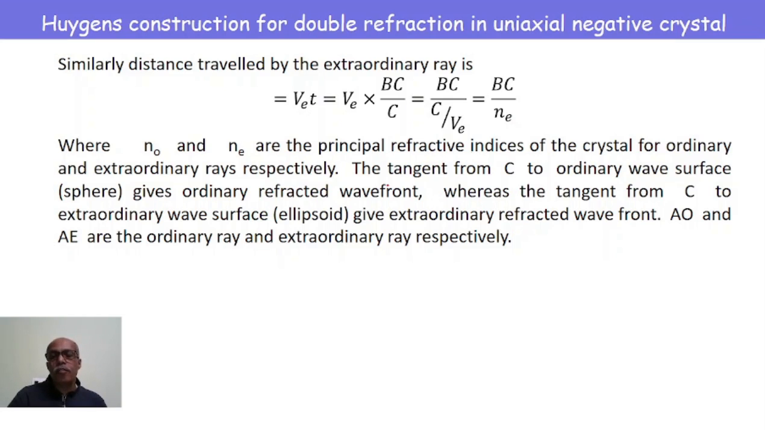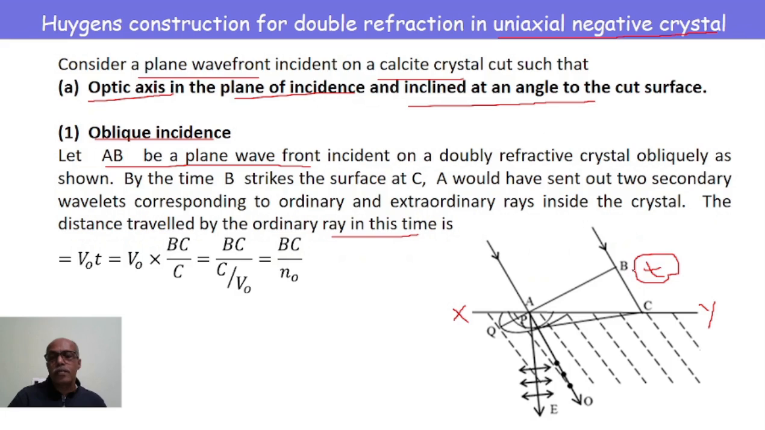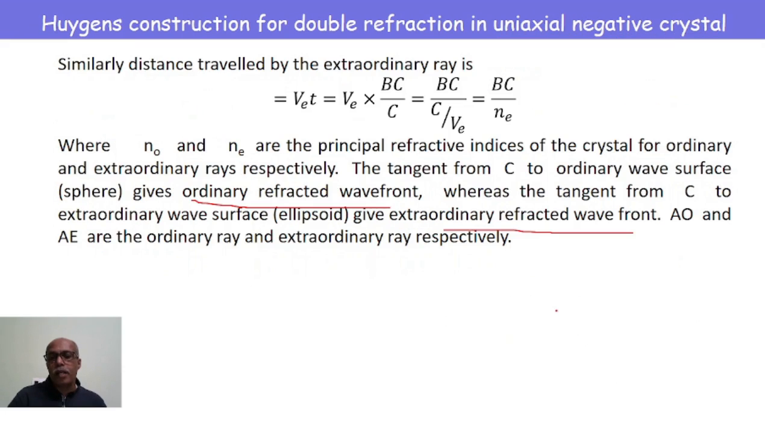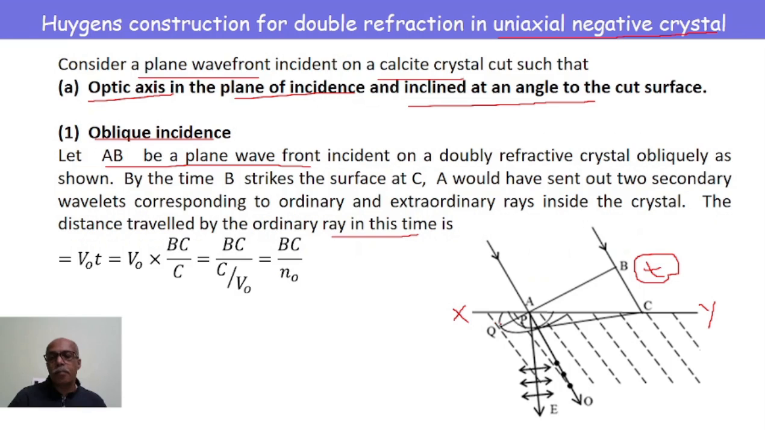The tangent drawn from point C to the ordinary wavefront, or in other words, the circle or sphere, gives the ordinary refracted wavefront. Similarly, the tangent drawn from point C to the ellipse, or extraordinary wave surface, gives the extraordinary refracted wavefront. You can see in the figure, right? AO represents the ordinary ray and AE represents the extraordinary ray.